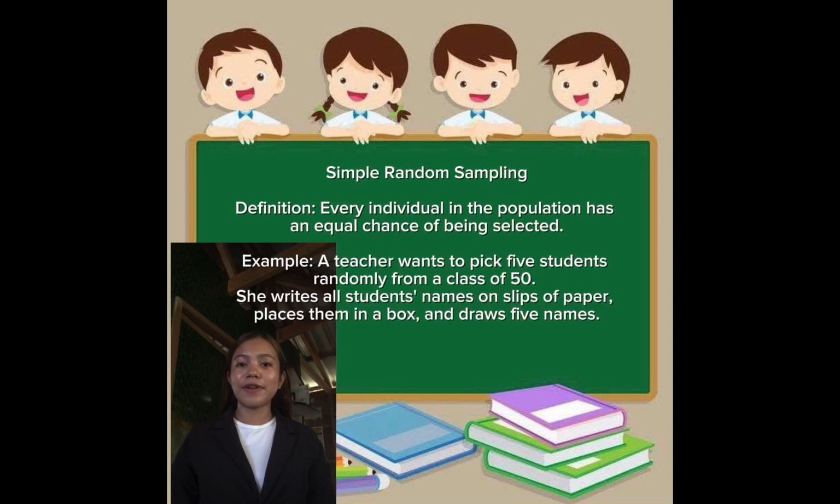So first, we have simple random sampling. So what is simple random sampling? Simple random sampling is when every individual in a population has an equal chance of being selected. So for you to understand more, I can give an example. The example is a teacher wants to pick 5 students randomly from a class of 50. She writes all students' names on slips of paper, places them in a box, and draws 5 names.